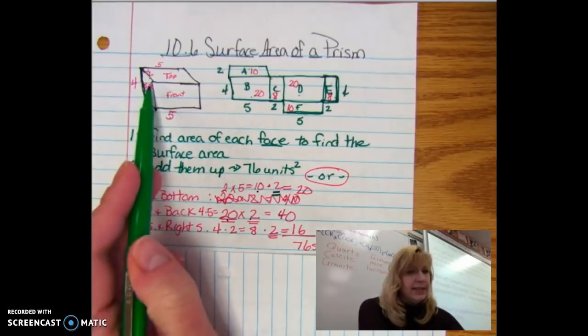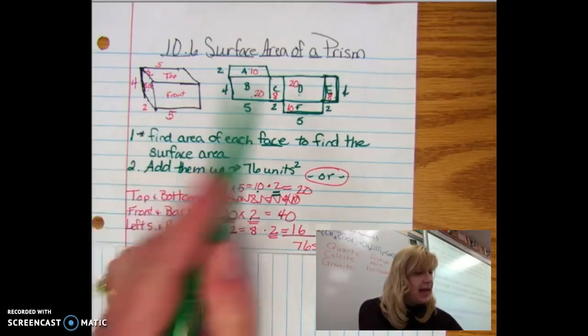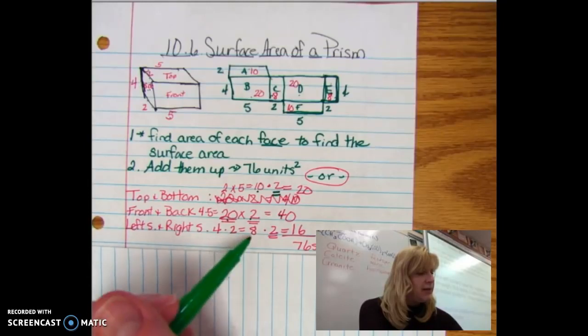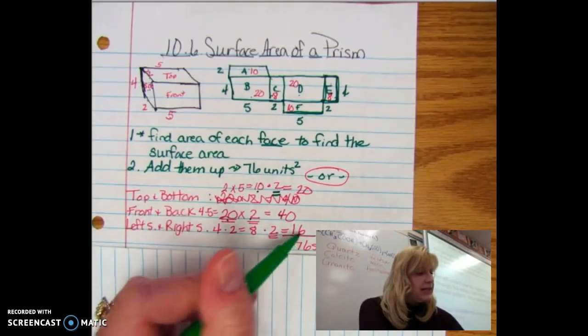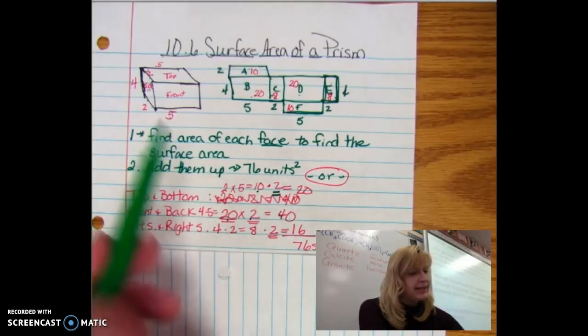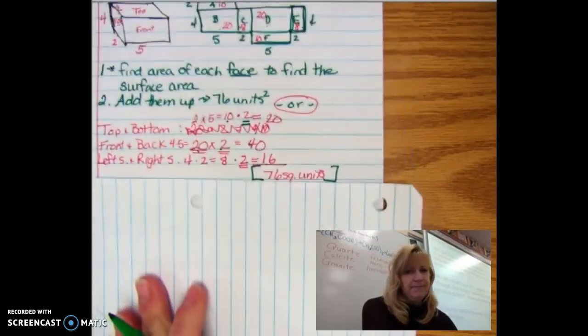And then side to side. So here we have 4 times 2, which is that 8, which we see right here. But that's just the left side. We need the right side. We're going to double it, and we get to 16. When we add 20 plus 40 plus 16, we get to the 76 square units.